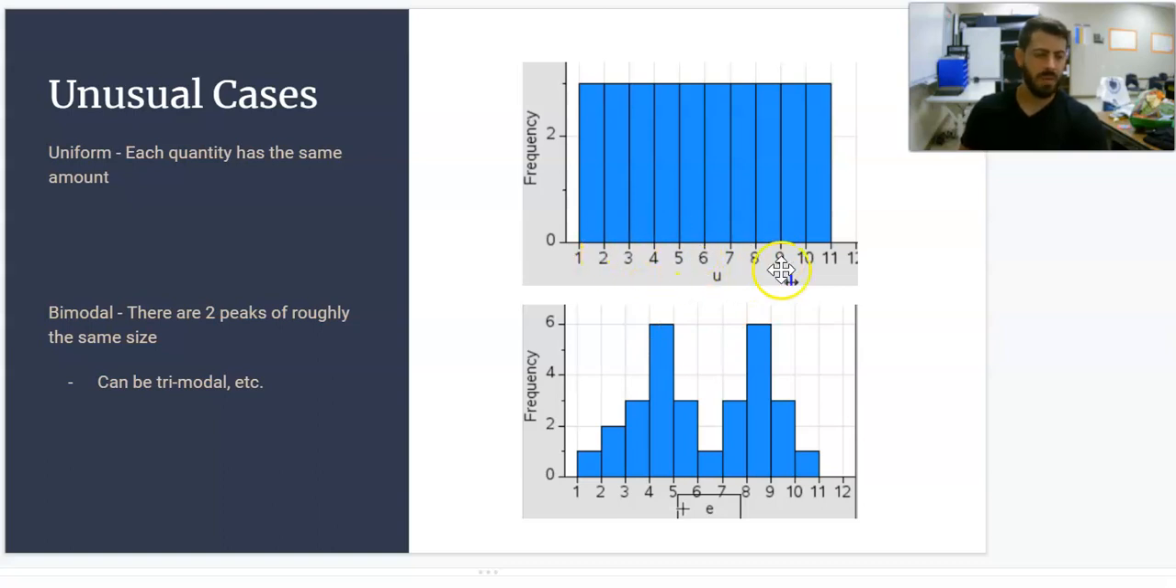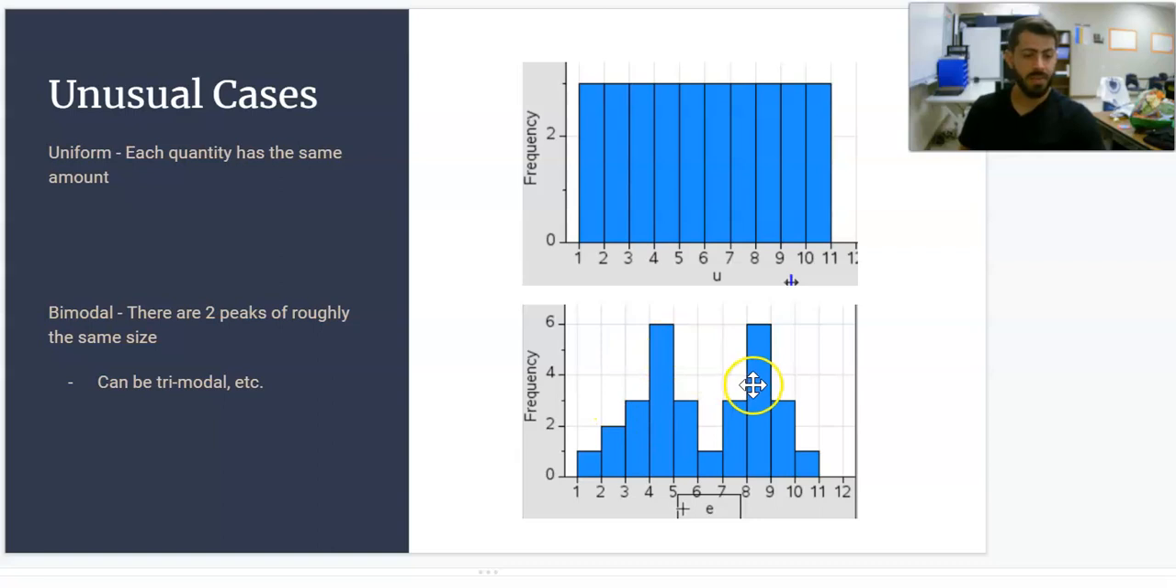So for example, if you have in this case a 10-sided die, you would expect that you would roll about the same amount of each number each time, right? Of course, in reality, it wouldn't be this perfect, but a uniform distribution is when each of the quantities occurs exactly the same amount of times. So something that is approximately uniform would be a distribution in which the amount of times something occurs is approximately the same across the board.